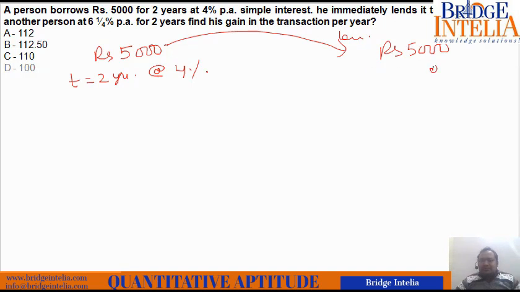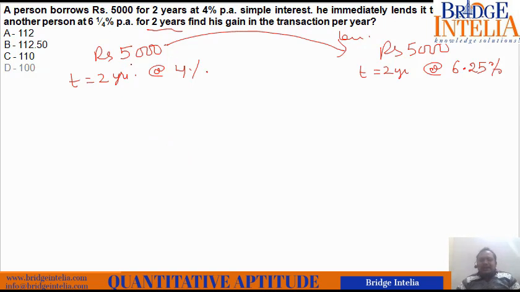at 6.25% for 2 years. So this again he has done for 2 years. Find his gain in the transaction per year. So what is he gaining per year?